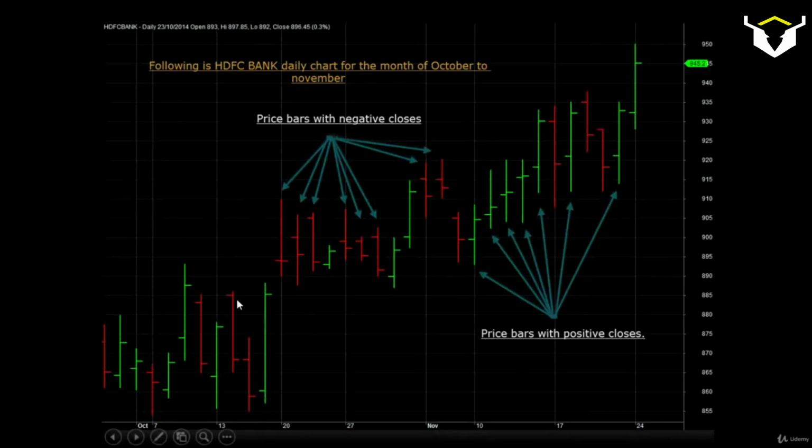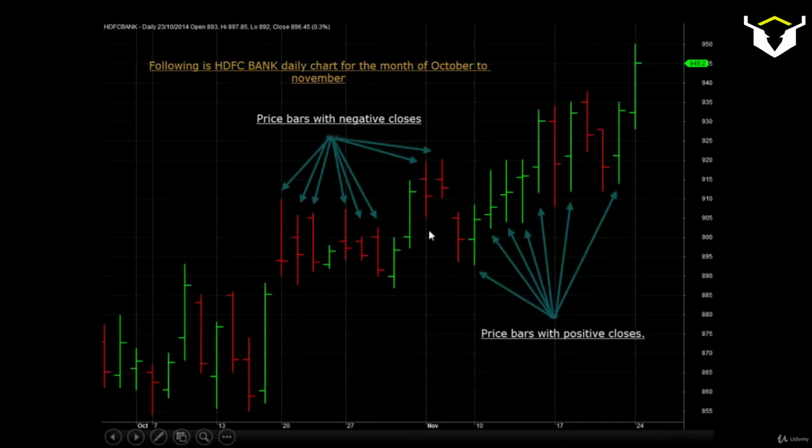Now look at this red colored bar. Although it has a wide range, what does this suggest? It suggests that the market opened near 895, it went higher till 910, but it could not sustain the level of 910 and was pushed down and closed very slightly below 895.